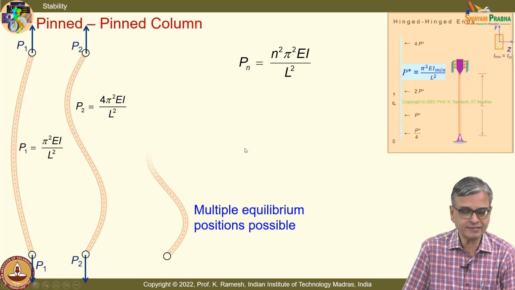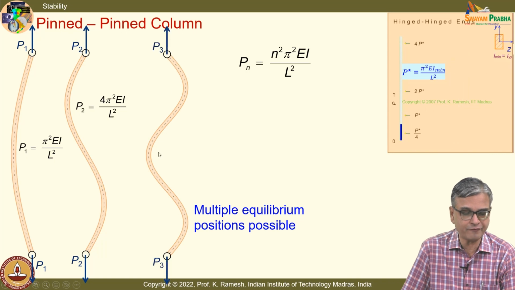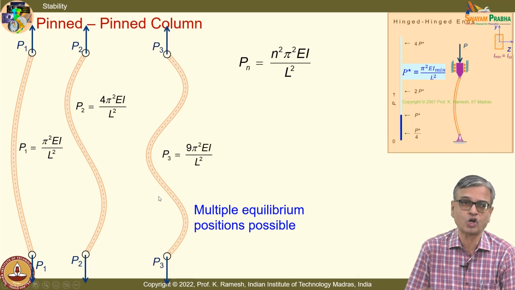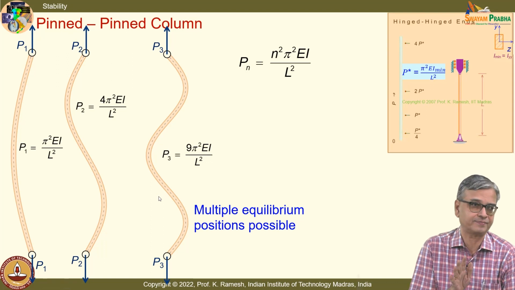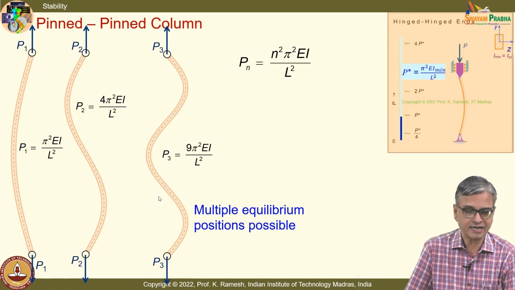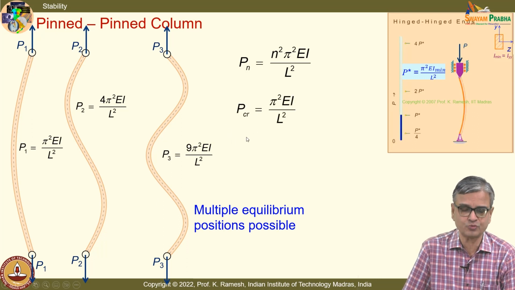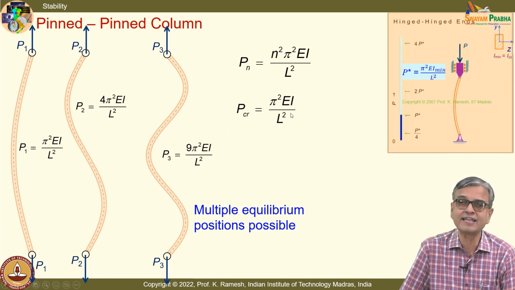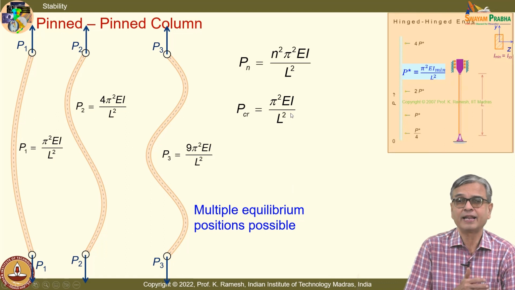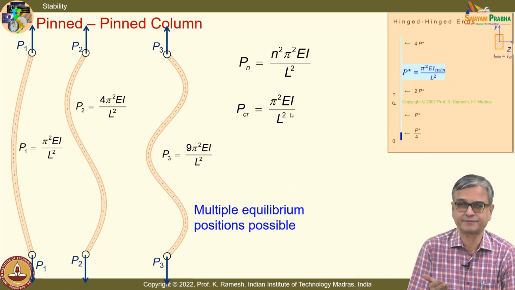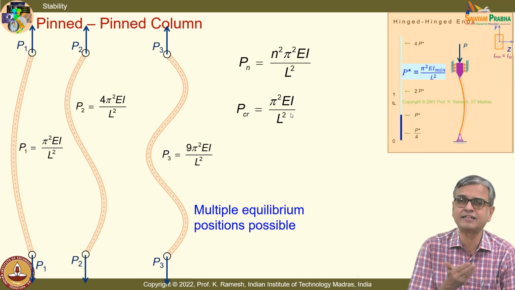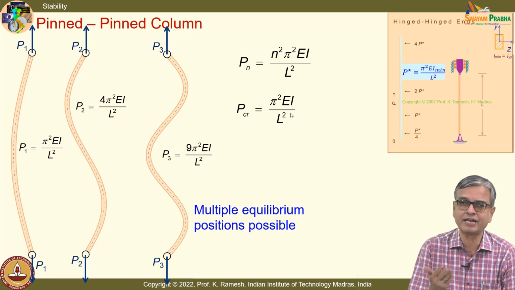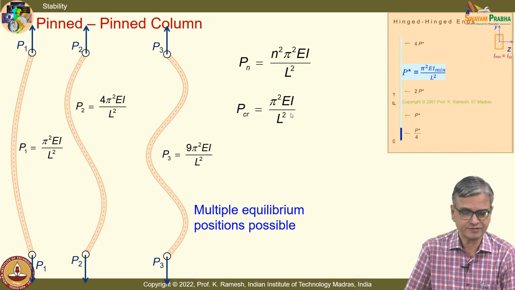So what you find is as n increases, you have different equilibrium configurations. The column cannot remain straight. That's an understanding that we get out of it. So the critical load is the least one, pi squared EI by L squared, and it is better to recognize I as I minimum when I have non-circular cross section. In a circular cross section, every diameter has the same value of moment of inertia, and it can have buckling in all the 360 degrees.